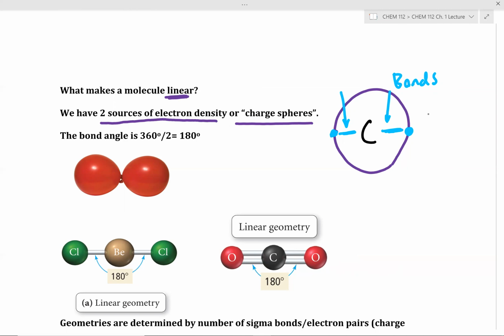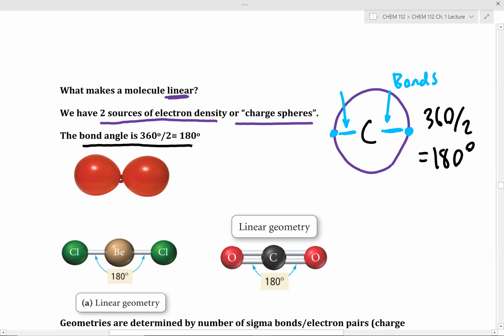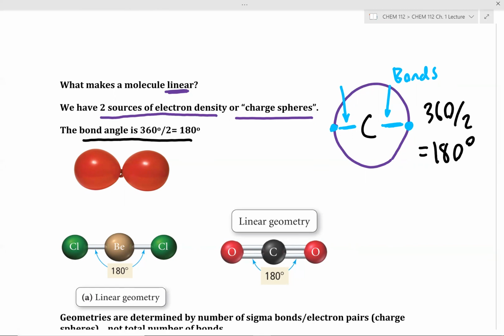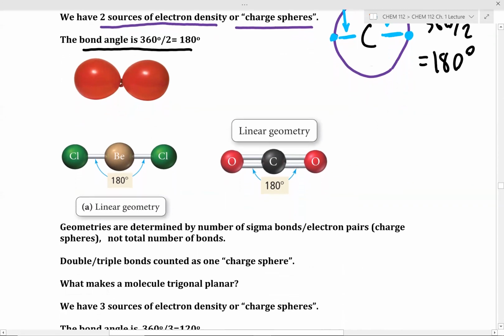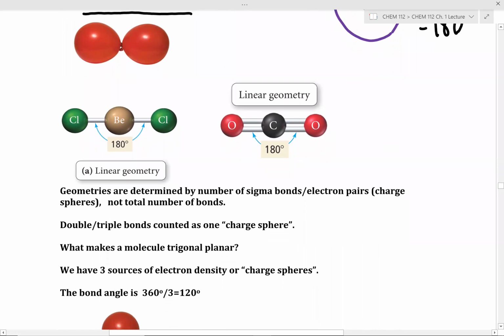180 degrees, right? We take 360 divided by 2, and that gives us a 180 degree bond angle. So you can use the geometric proof in this case. So the bond angle for the linear electron pair geometry is 180 degrees. A few examples of molecules with linear electron pair geometries are beryllium dichloride, or BeCl2, and carbon dioxide, which is CO2.